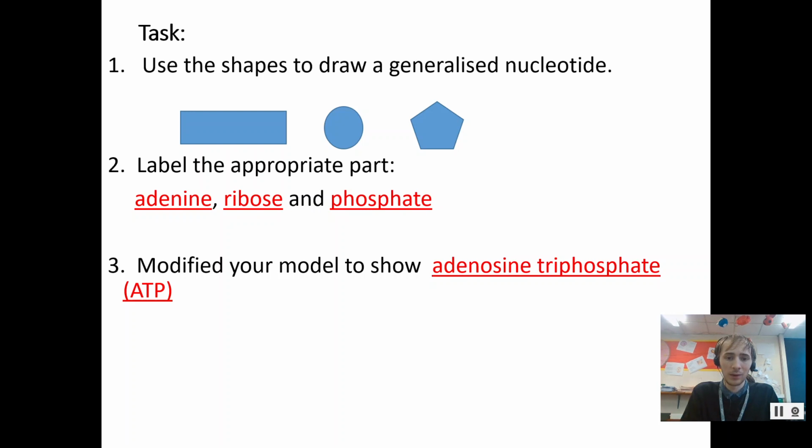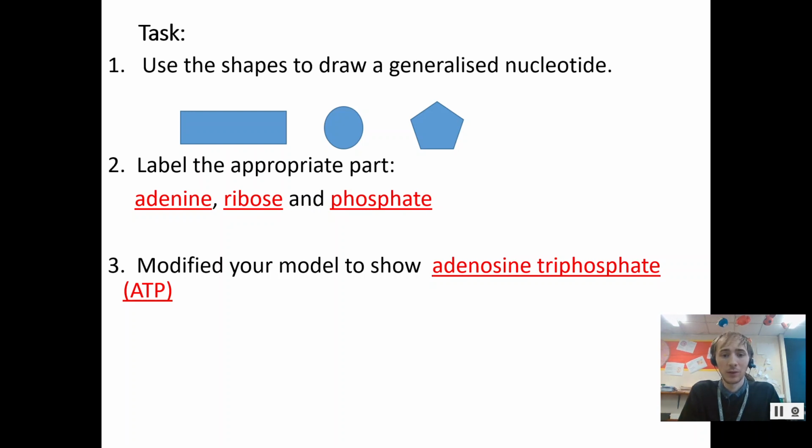Now what I want you to think about is, if I wanted to create something that looked like adenosine triphosphate, what would the differences be? So you've just drawn something which is an adenine nucleotide. What would adenosine triphosphate look like? What would the difference be there?